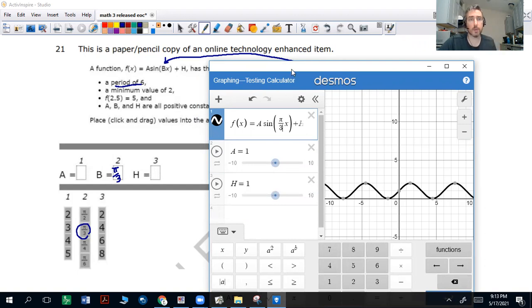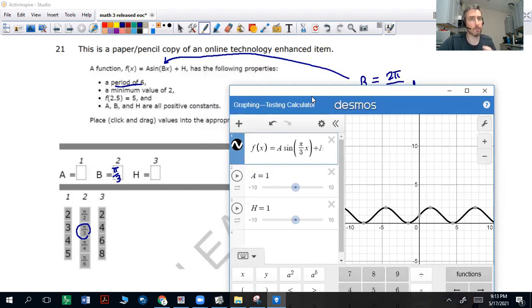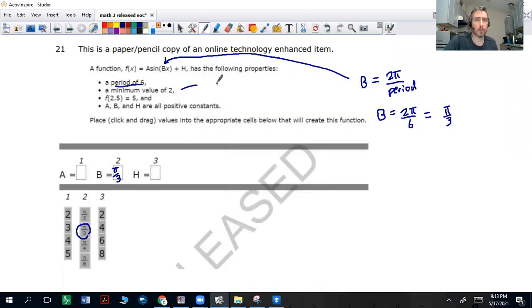So the rest of it, we have to figure out, well, it says a minimum of 2, and f of 2.5 is 5. So you have to think about, well, what does it mean to have a minimum? A minimum is going to be your midline minus your amplitude. So it's basically this number minus that number, right? So I got to know the difference has to be 2. I know h minus a equals 2.